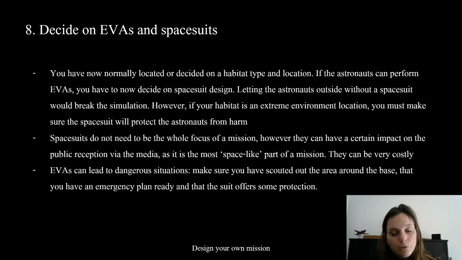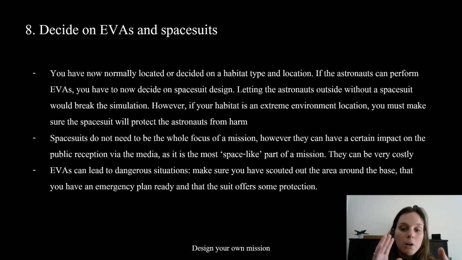The other thing you have to be very careful with is that EVAs are the situation where it's going to be the most dangerous for astronauts, because they might trip, fall, and, for example, hurt themselves or damage the equipment. So you have to check the area at the base, make sure you've got all your emergency teams ready, and that your astronauts are ready to do that. Also try to get a spacesuit that gives some form of protection. Obviously, most spacesuits have a helmet, so it protects your head when you fall.